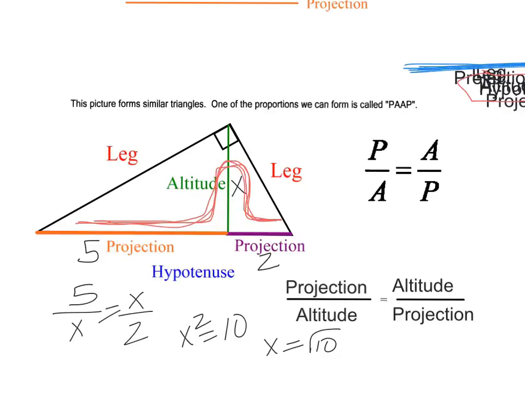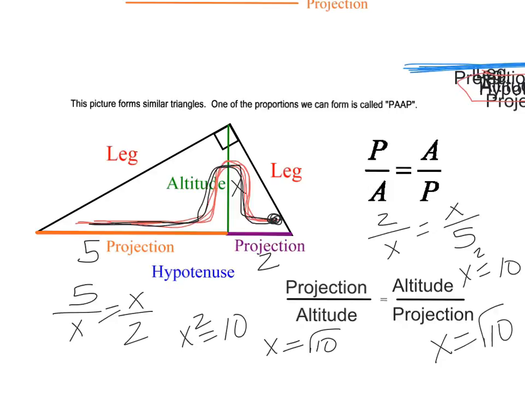Now, for my lefties out there, you could technically go in the opposite direction. So if I wanted to start on the right here and go this way, it's also going to work. So watch this. It would in fact be 2 over x equals x over 5. And I wind up with x squared equals 10, and x is equal to radical 10 as well. So it doesn't matter which way you go, the Pap proportion is always going to work.